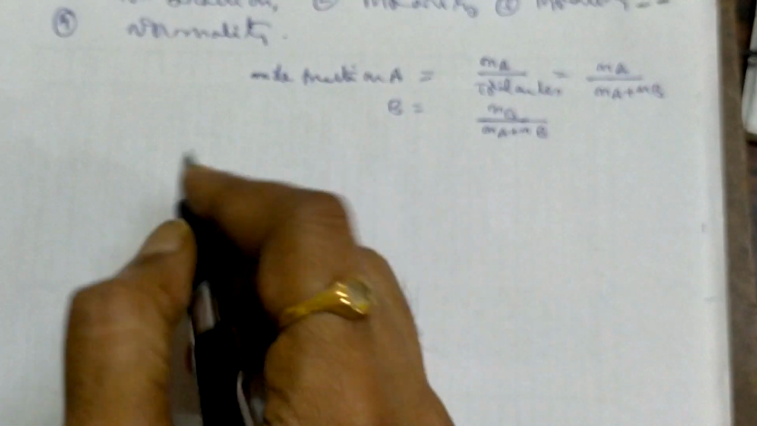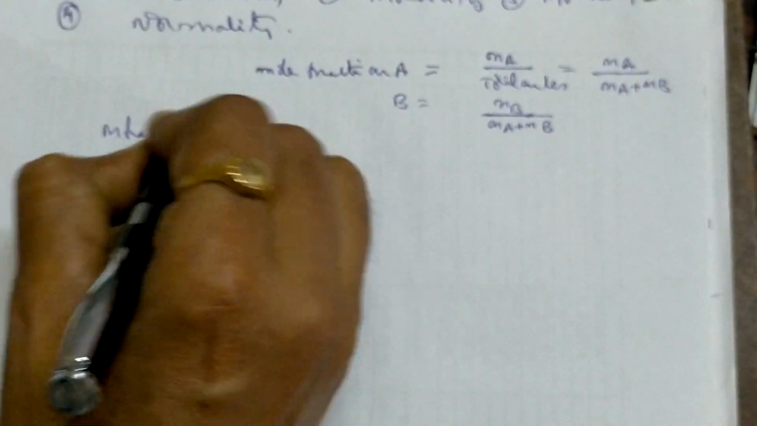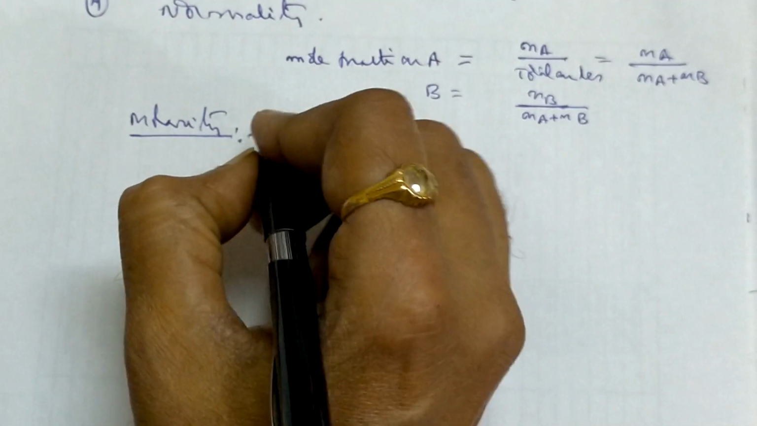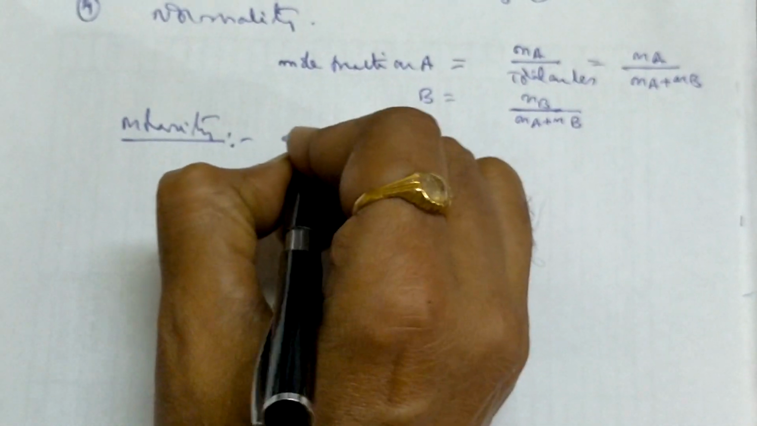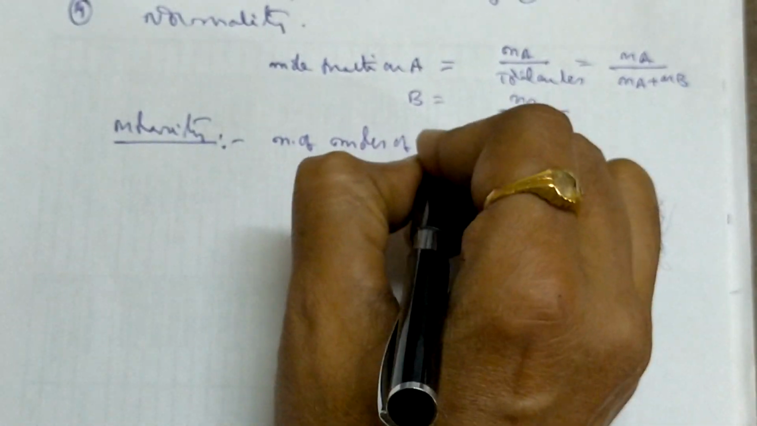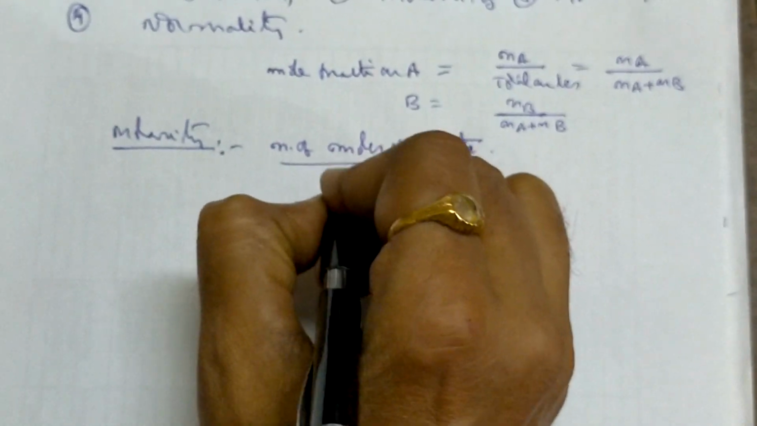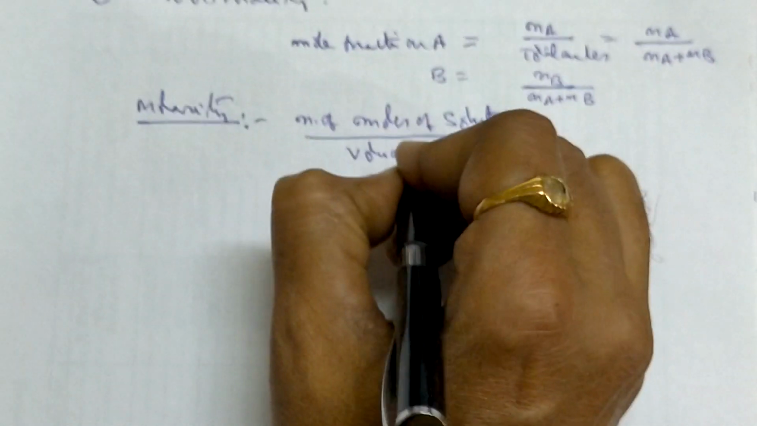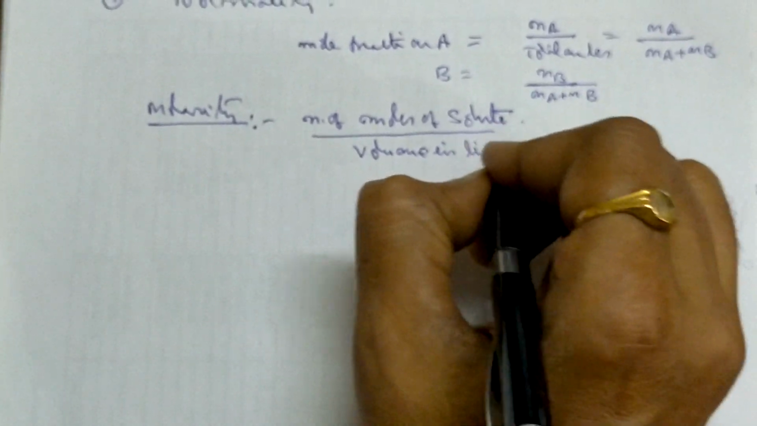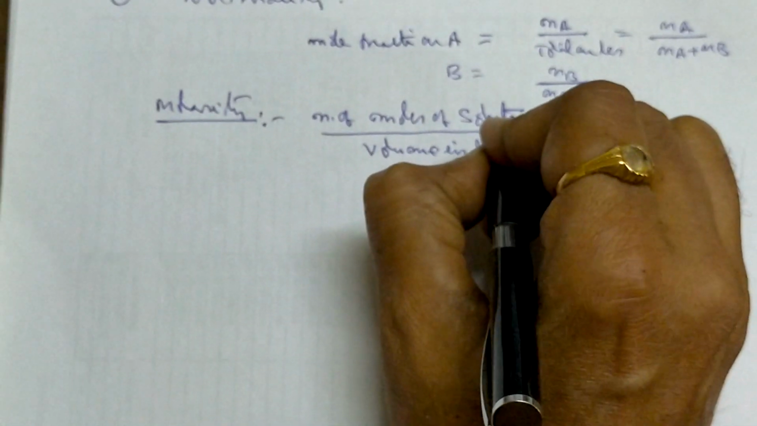Then what is molarity? Please carefully see. There are small differences, but a big calculation difference. Molarity is the number of moles of solute by volume in liters. Volume of the solution in liters. This is most important. Volume of the solution in liters.